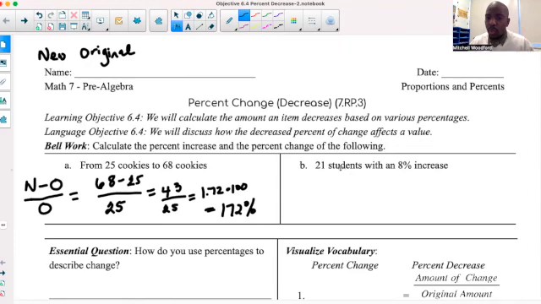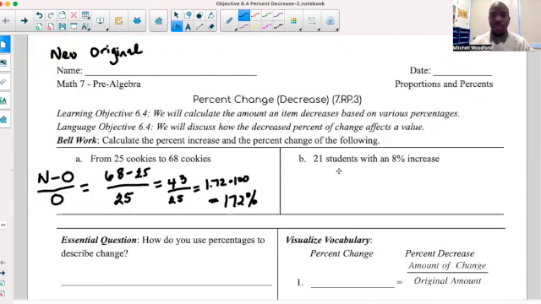Look at B. We originally start with 21 students. They're telling you that there's an 8% increase. So the first thing I'm going to do here is find the 8% increase of the students. What does it look like to have 8% of 21? That means I'm going to turn 8% into a decimal and multiply by 21. You could do it this way, or you could do 8 over 100 equals part over whole, which in this case would be 8 over 100 equals x over 21, just to find what 8% of 21 is.